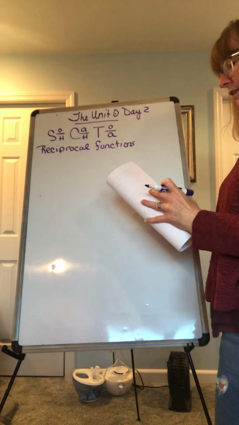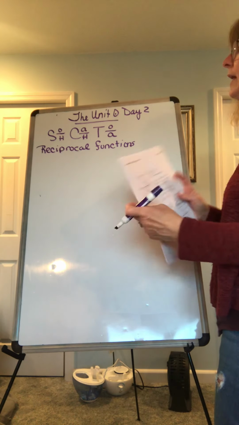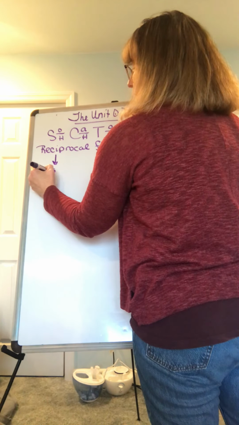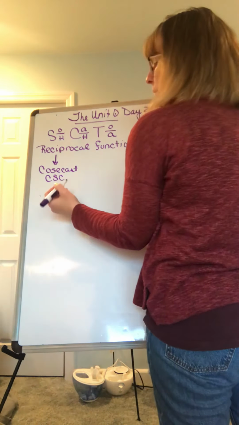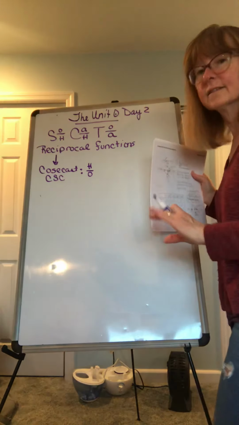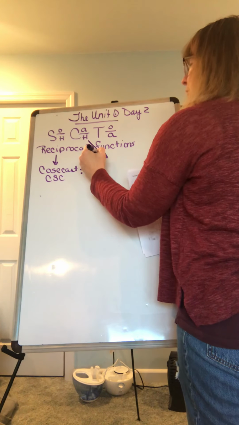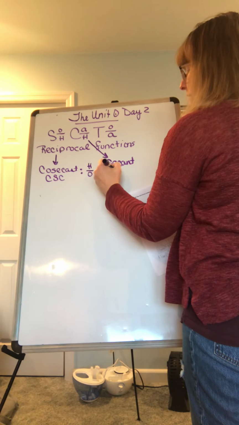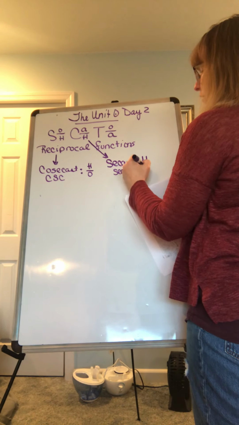And the reciprocal functions almost go like the way sine and cosine went. The reciprocal to sine is called cosecant, and it's abbreviated CSC. The cosecant is the hypotenuse over the opposite. It's literally the reciprocal. The reciprocal of cosine would be the secant, and that would be SEC. And this would be the hypotenuse over the adjacent.